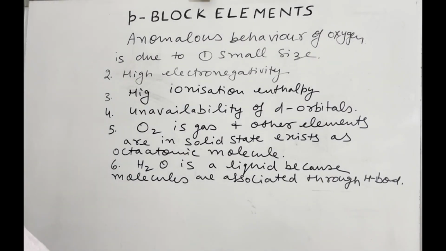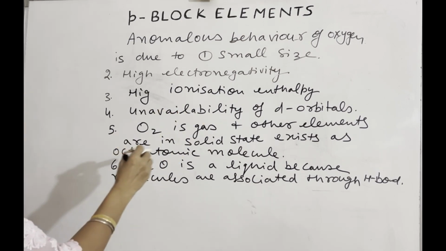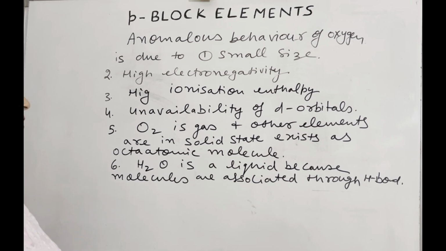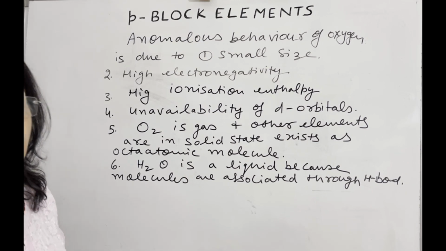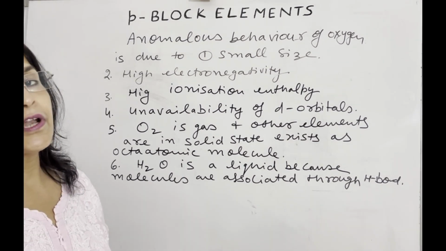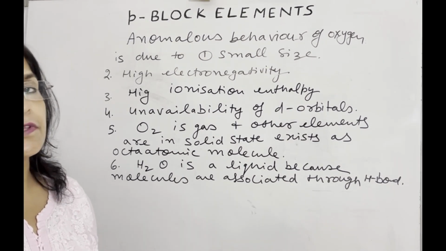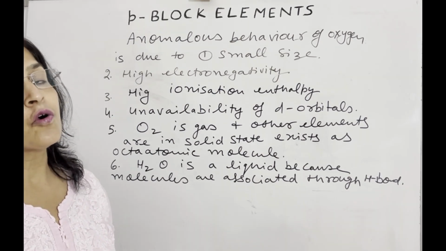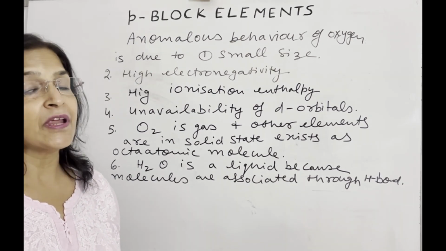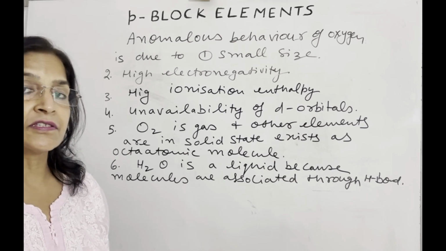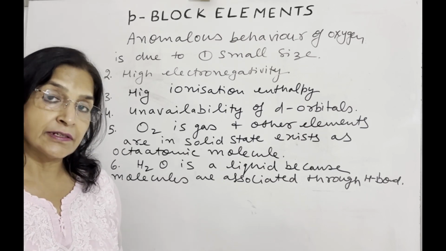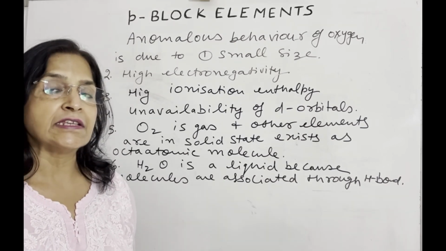Anomalous behavior of oxygen: small size, high electronegativity, high ionization enthalpy, unavailability of d orbitals. Oxygen is a gas and the other elements are in the solid state; sulfur exists as an octaatomic molecule. H2O is a liquid because molecules are associated by hydrogen bonding. Hydrogen bonding is not possible in the other hydrides of these elements. Oxygen shows a covalency of 2, but the other elements show covalencies of 4 and 6 because of the availability of d orbitals. Now next we will do the oxides of these elements.